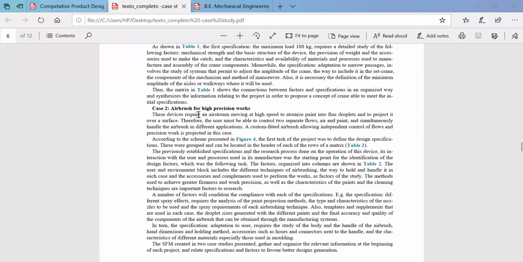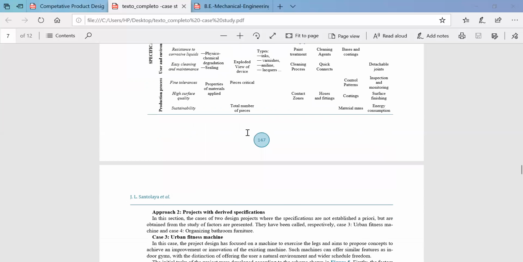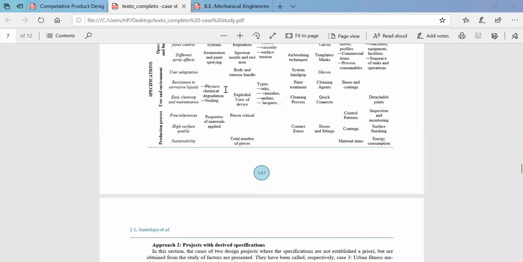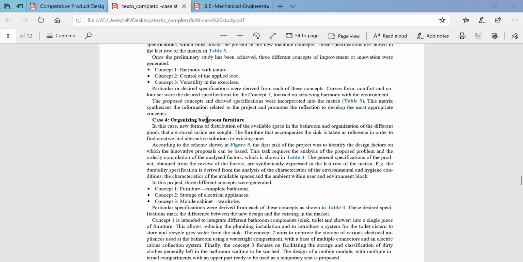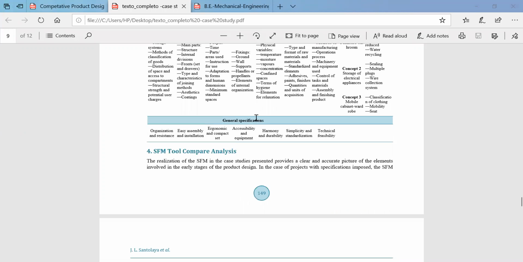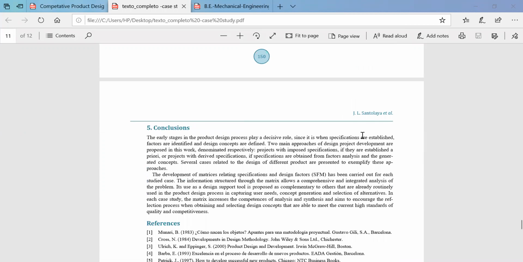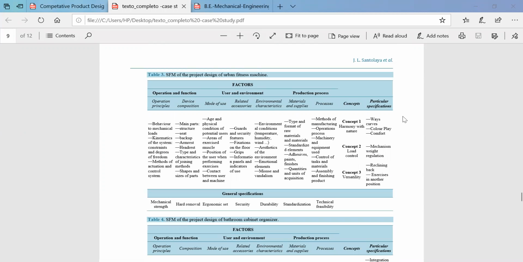The second one is an airbrush for high precision works. All are small case studies, you can just go through them. And one more we have is urban fitness machines, and organizing bathroom furniture. So there are various case studies you can go through. This is how the new design strategies have to be implemented in order to get a good qualitative product with an enhanced life cycle for that particular product, with good sales and return.